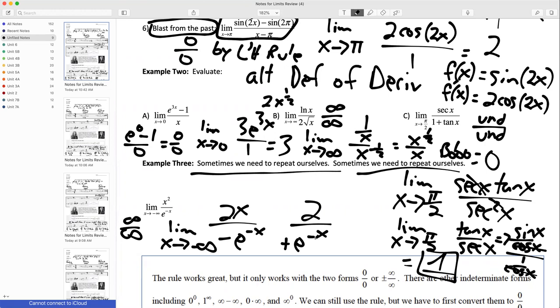Now, I have a constant 2 over e raised to a variable. Which one is increasing faster? Obviously the denominator. Therefore, it's getting much bigger in the denominator. Therefore, the value of that is 0.